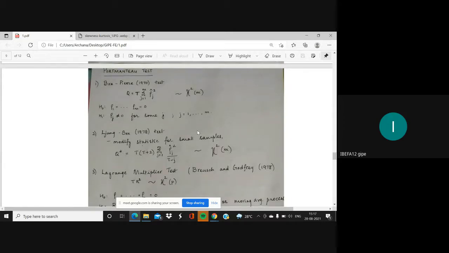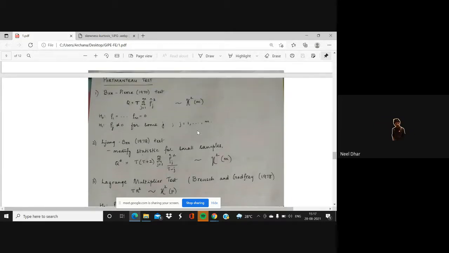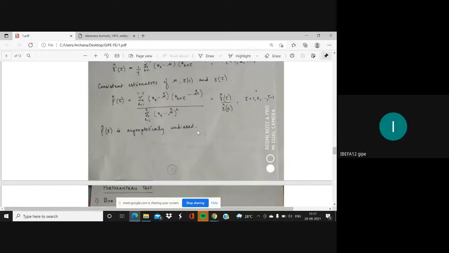Now there are certain tests. Could you repeat that point? I'm so sorry. Yeah, basically as the sample size grows larger, tends towards infinity, you will find that the sample autocorrelation function or coefficient will converge towards the population parameter value. Okay, ma'am.